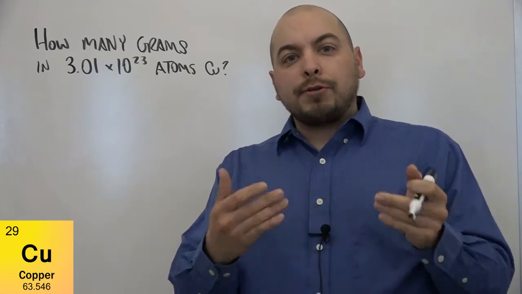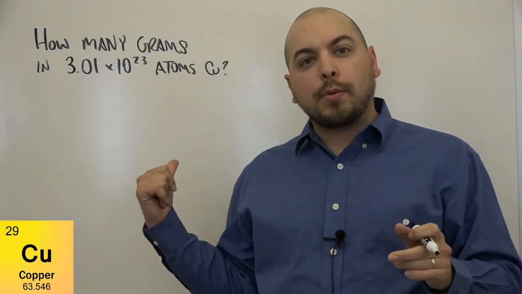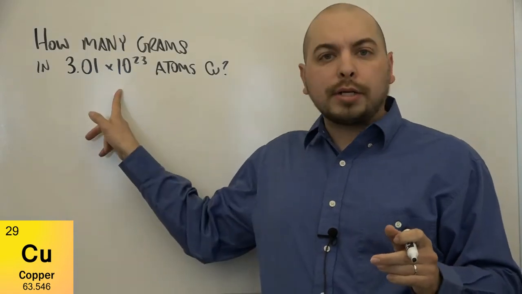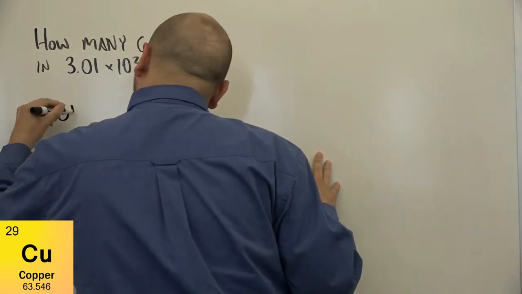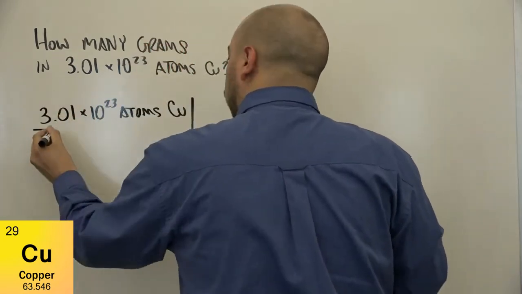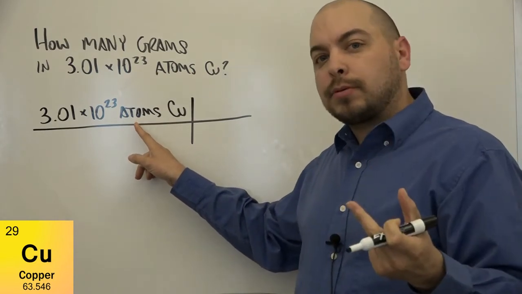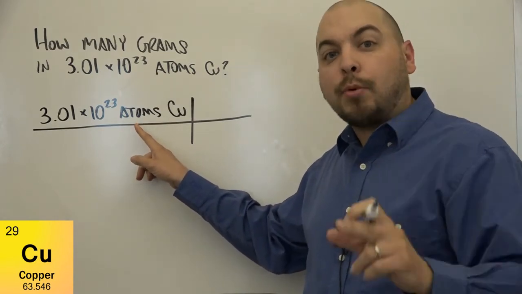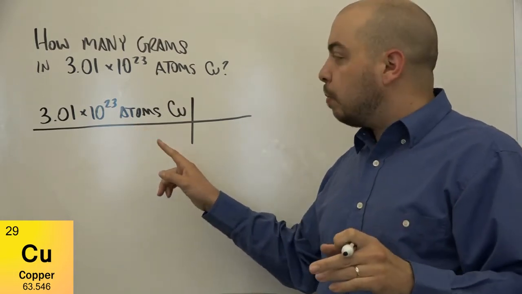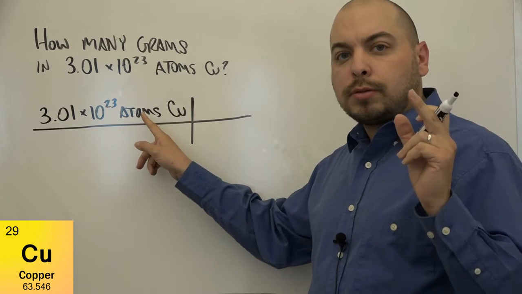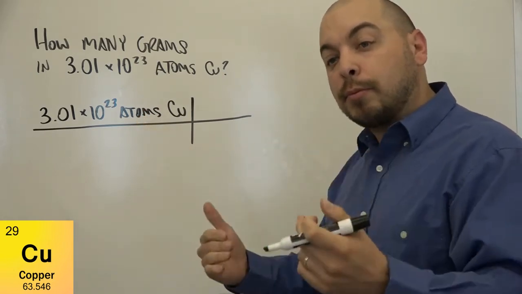All right, now that you've had a few seconds to work on it, let's go through this together. As always, we're going to start by writing down what we're given. In this case, 3.01 times 10 to the 23rd atoms of copper. We need to get out of atoms, and as with any multi-step stoichiometric problem, we have to get into moles first, our common value. So moles here are going to be converted through using Avogadro's number, 6.02 times 10 to the 23rd atoms per mole.